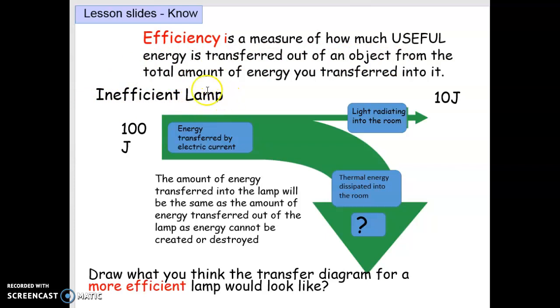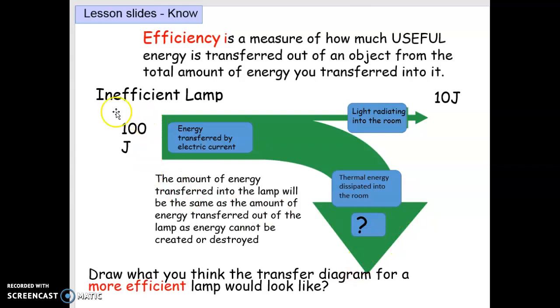So this is an inefficient lamp, so this could be an old-fashioned light bulb with a little wire in the middle of it that gets hot as we transfer energy into it by an electric current. It might well radiate out some light to the room. That's its purpose after all. But what we find is, if it's an inefficient lamp, a lot of the energy will have come down here, been transferred into heating up the room, as thermal energy, increasing the thermal energy store of the surroundings.